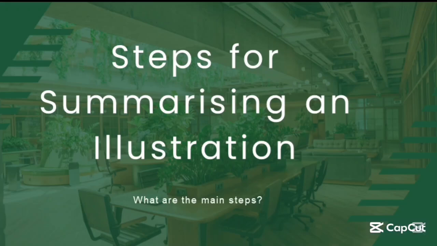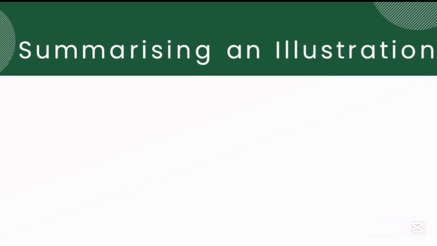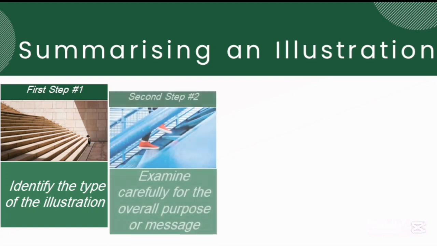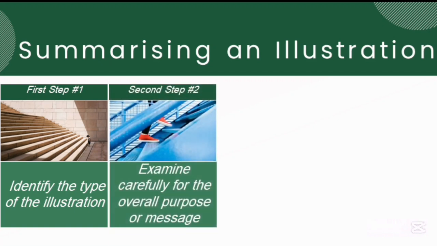What are the essential steps for summarizing an illustration? The first step is to recognize the format as it determines how you will interpret the data. Ask yourself, is this a table, a chart, or what type of graph is it? Once you know the type, determine what the illustration is intended to communicate.